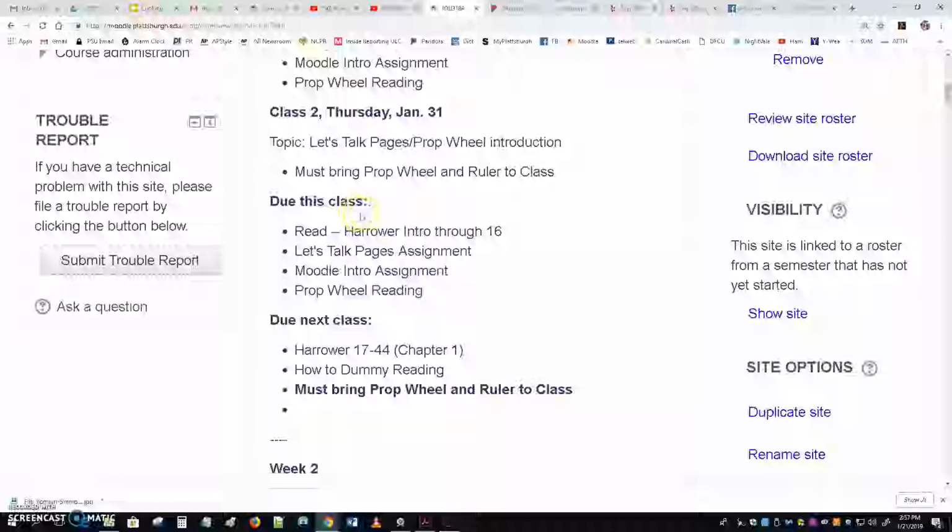Now, what's due on this class? Well, you're supposed to read in our textbook, Introduction through page 16. You had a Let's Talk Pages assignment. Yes, that should be handed in today. Please give it to my substitute.